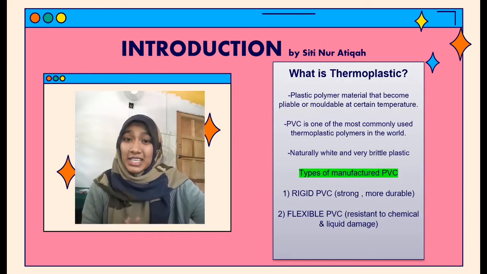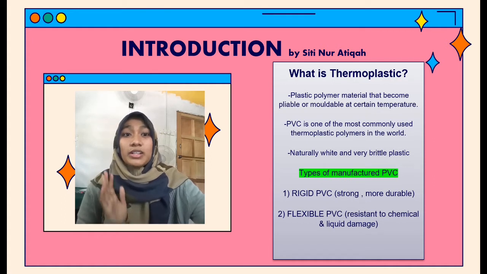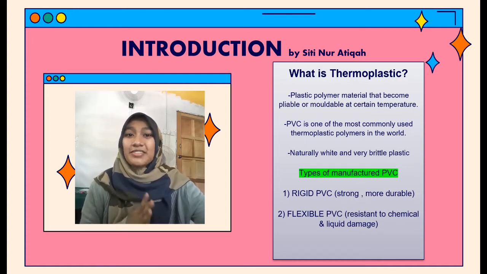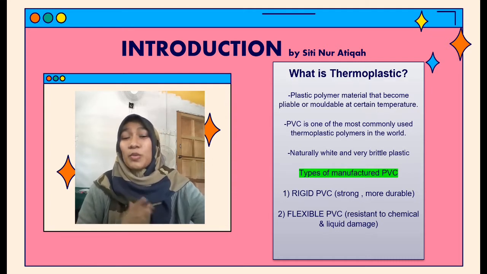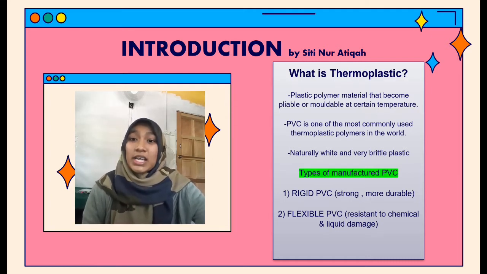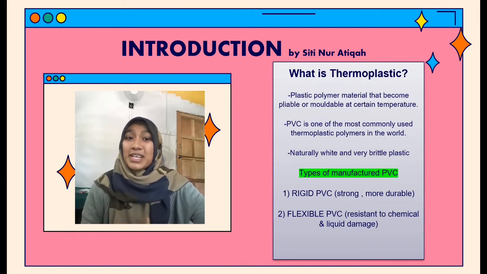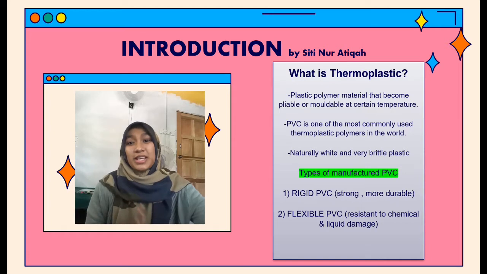Thermoplastic is a plastic polymer material that becomes pliable or moldable at a certain elevated temperature and solidifies upon cooling. Most thermoplastics have high molecular weight. Polyvinyl chloride (PVC) is considered a thermoplastic. PVC is one of the most commonly used thermoplastic polymers in the world. It is naturally a white and very brittle plastic.